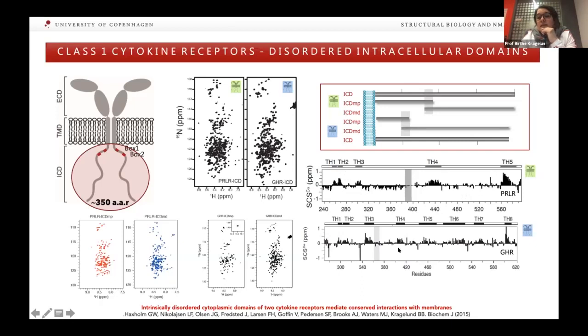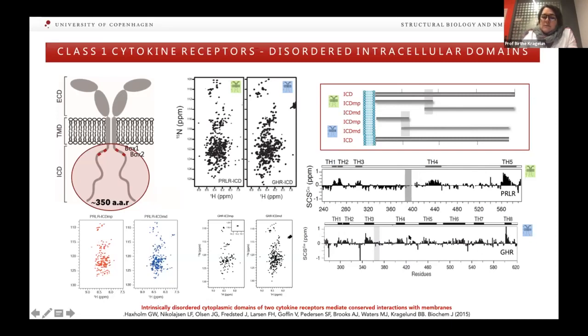And you can immediately see that they are not particularly identical. We see some helicity in the prolactin receptor, and also a distribution of lower populated helices here in the growth hormone receptor. And you can then ask, does it matter? Does transient helicity or transient secondary structure really matter in these intrinsically disordered regions? And one example of this comes from the growth hormone receptor.